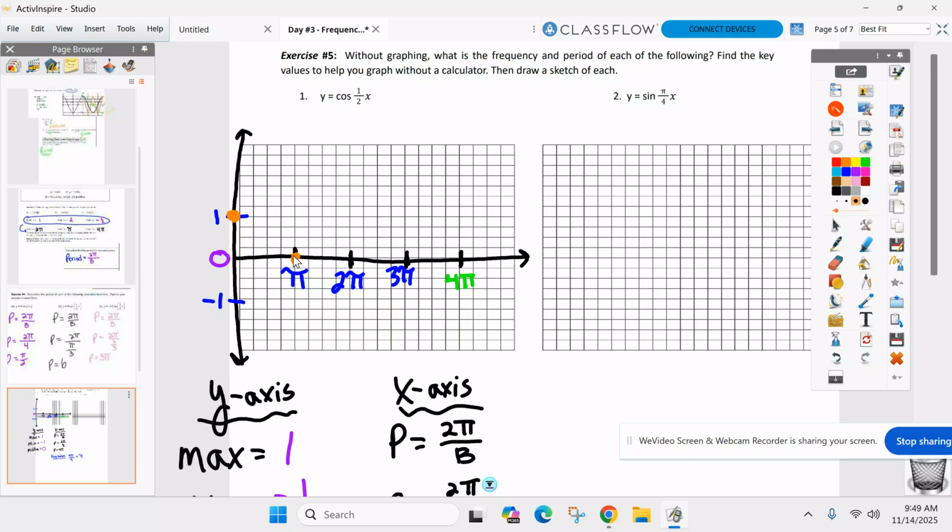Midline, which we said was 0. Then where? Minimum. Then where? And then where does it end? Guys, everything's set up for you. It just doesn't look like the x-axis you have been graphing on. You still go cosine: max, midline, min, midline, max. There we go. Just with the new x-axis.